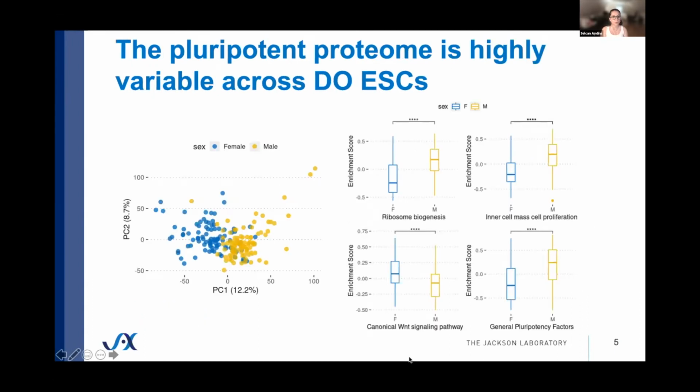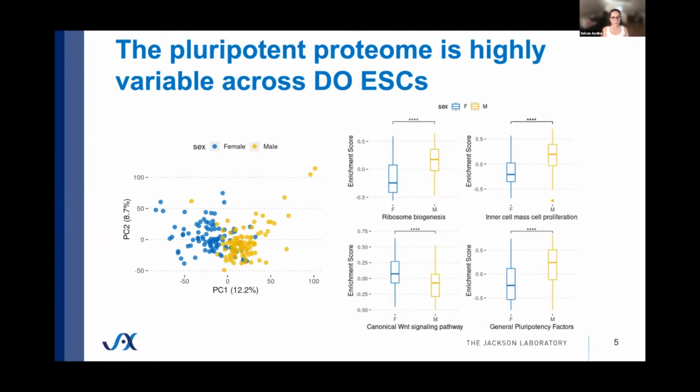First of all, the pluripotent proteome itself is highly variable. And we see biological sex of these cell lines as a major driver of this variation. On the left, I'm showing you a principal component analysis, and the first component, which explains more than 12% of the variation in the proteome, does a good job of grouping samples by sex.